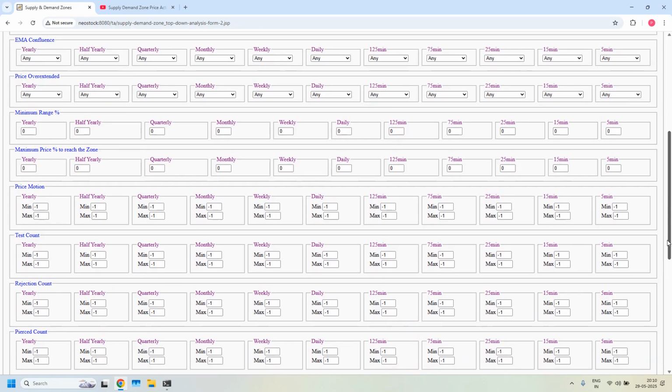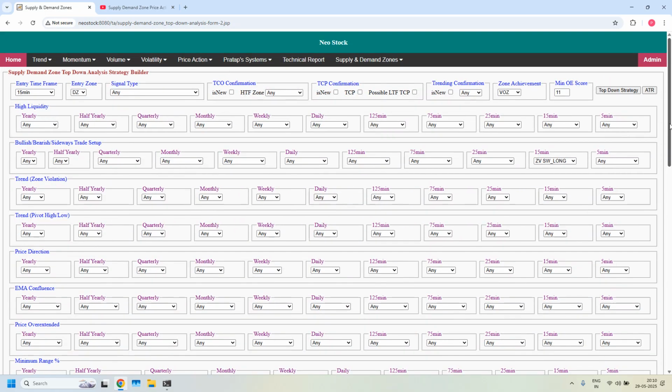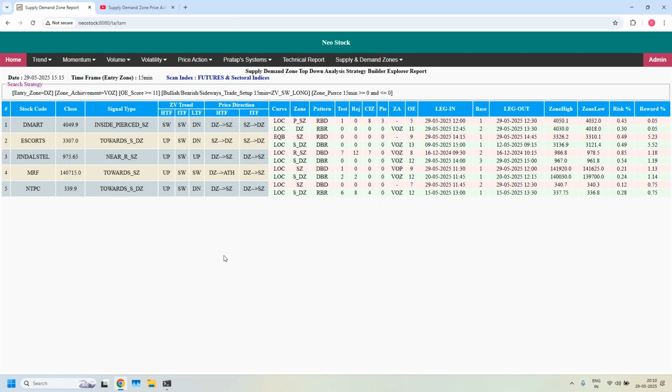In the pierced count parameter, at the 15 minutes time frame, I am setting minimum value 0, maximum value 0. That means the zone is not pierced on the 15 minutes demand zone. Now all the 3 filters are applied to the 15 minutes demand zone. Now let's filter. We got 5 stocks supporting sideways long trade setup for daily income trade, and the entry time frame zones are 15 minutes demand zones.